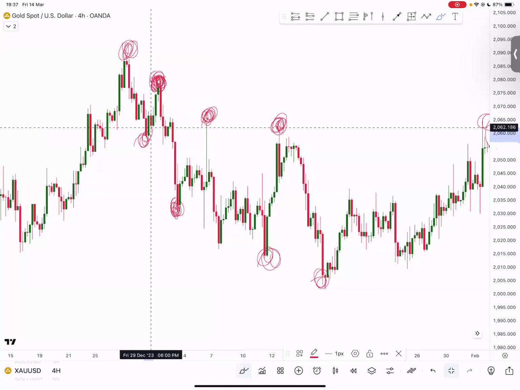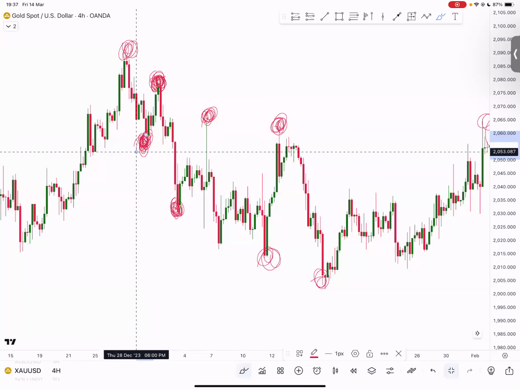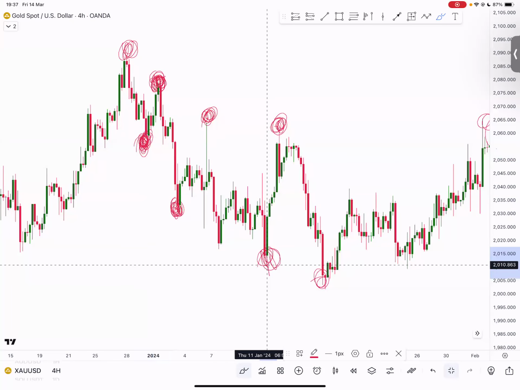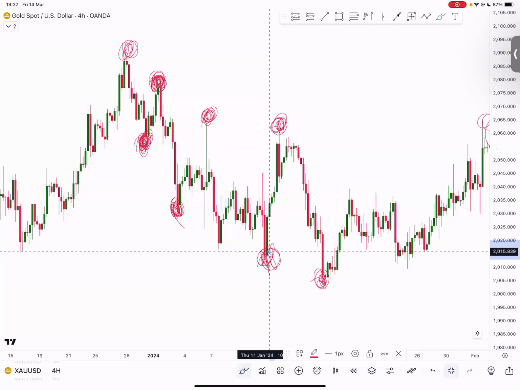You can see that the second low is lower than the first low. The third low is lower than the second low. The fourth low is lower than the third low. So when you have price creating this series of lower highs and lower lows, lows that are lower than the previous one and highs that are lower than the previous one, that is what the downtrend looks like, right?